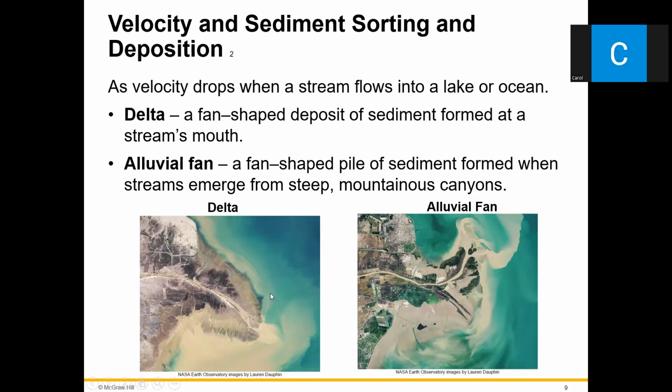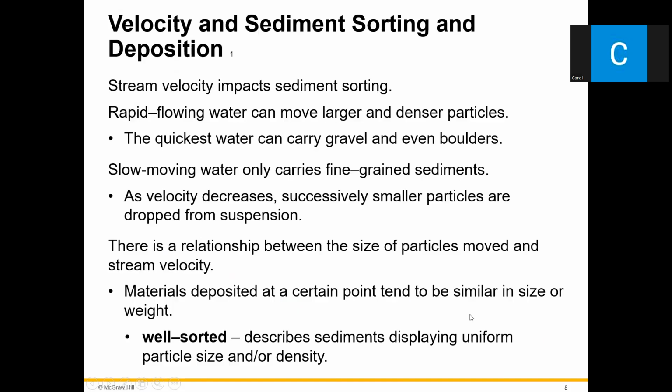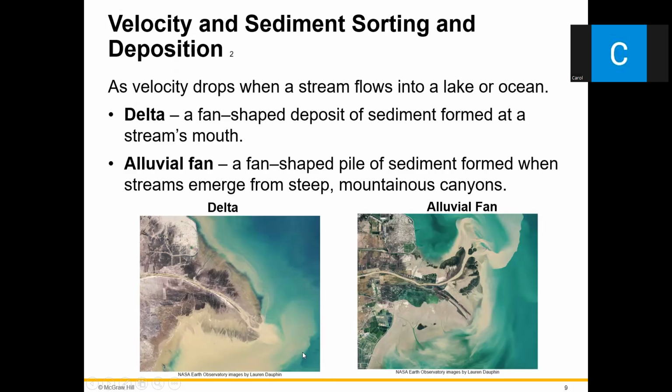That is called either a delta or an alluvial fan. So a delta is more fine grained. It is what happens in this situation where it's had time to slowly drop its heavier things, and by the time it gets to where it's going, it only has the finer particles. So this is a delta.